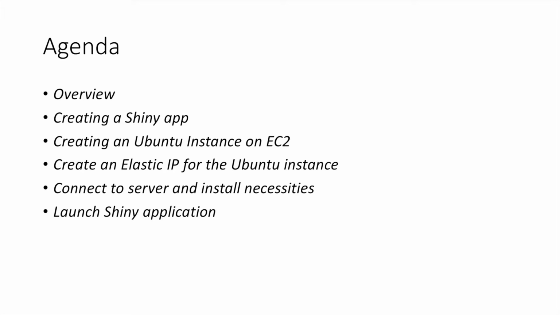Today I'll be going over an overview of my project and a little bit more detail on how I created this Shiny app and launched the EC2, attached an elastic IP address, connected to the server and installed all the necessary packages, and then launched this Shiny application.